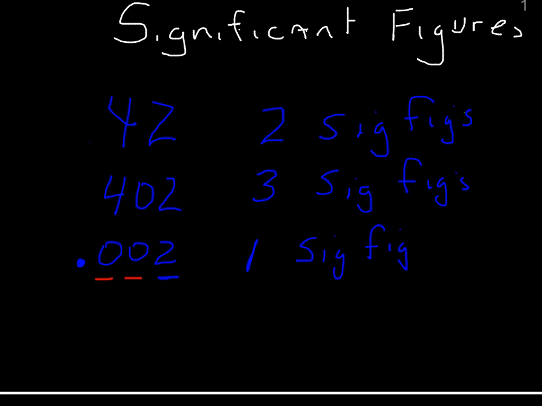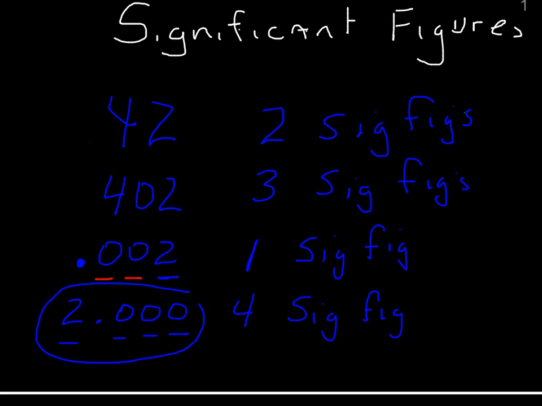Now if I go this way, 2.000, all of the zeros to the right of the decimal place are significant. So here I'm going to have 4 sig figs. Now you can start seeing what's going on, because getting this number, 2.000, implies a fairly accurate or precise instrument. That would be a pretty expensive number to come up with, and it has 4 sig figs.